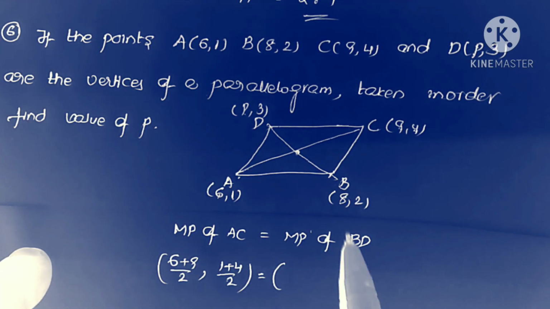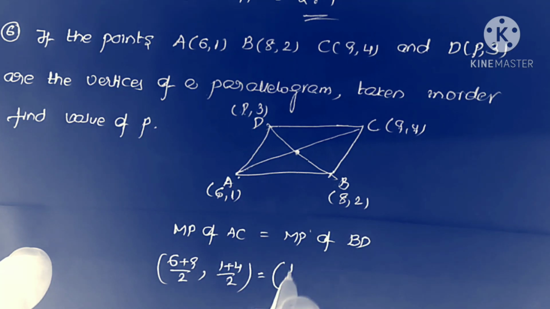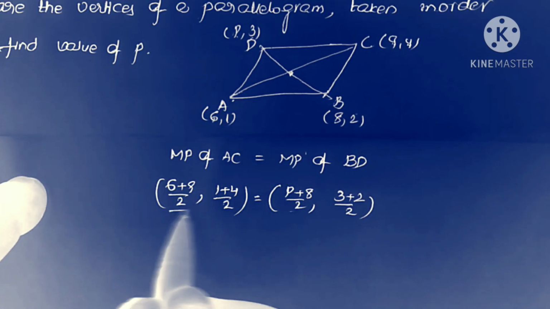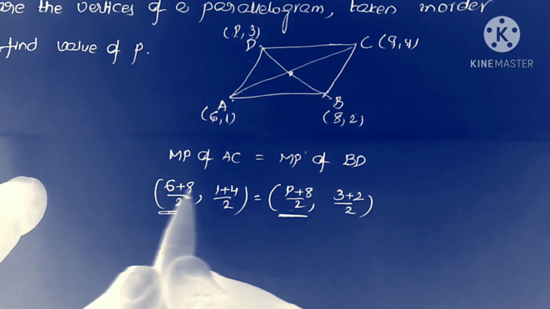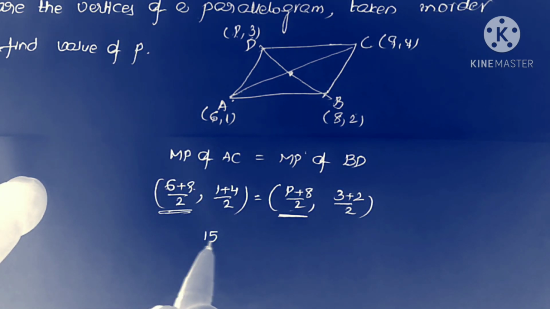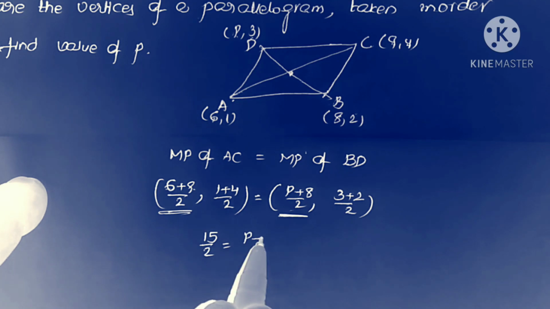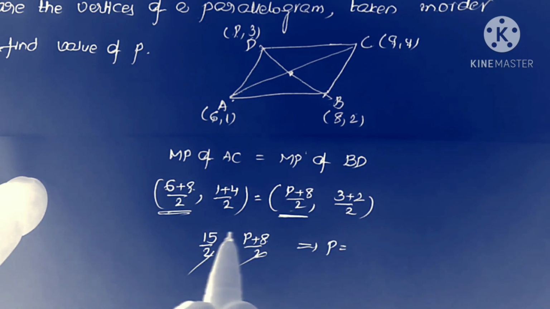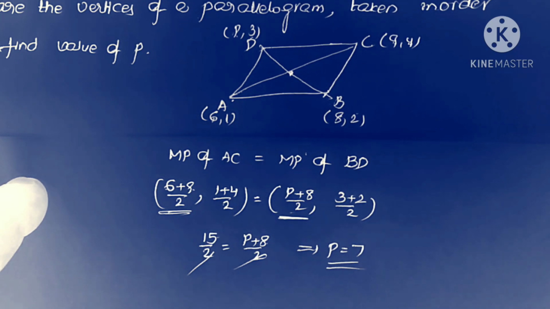And what is the midpoint of BD? P plus 8 by 2, and 3 plus 2 by 2, y1 plus y2 by 2, that is 3 plus 2 by 2. We want the P value. So equating only the x coordinates, 9 plus 6, 15 by 2 is equal to P plus 8 by 2. Therefore the value of P is equal to 15 minus 8, which equals 7.